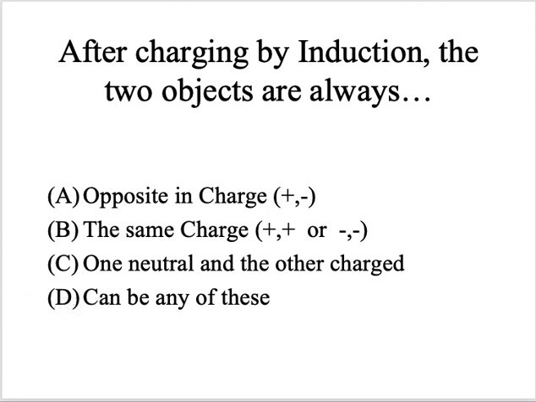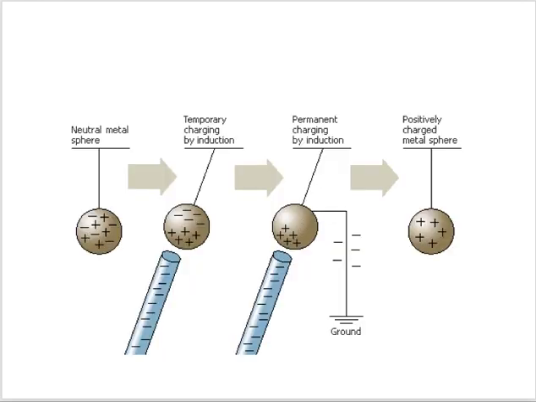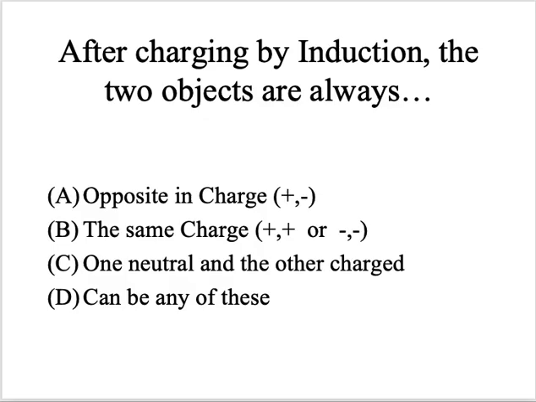What are you left with in the end? Will the object that has been charged be opposite or the same in sign as the nearby object? You can cheat and go back up here and see what happened. The negatively charged rod made the sphere positive. So the answer is it's going to be opposite.